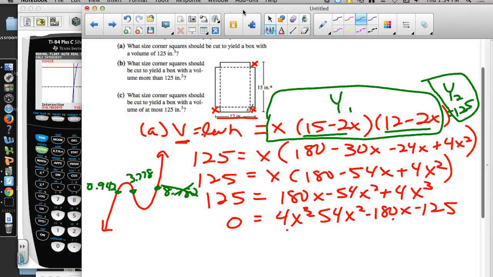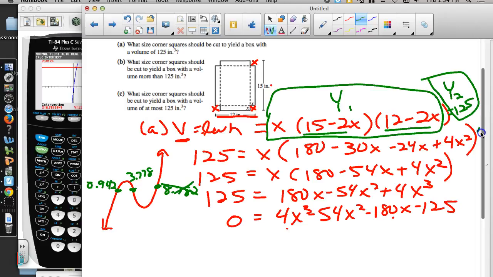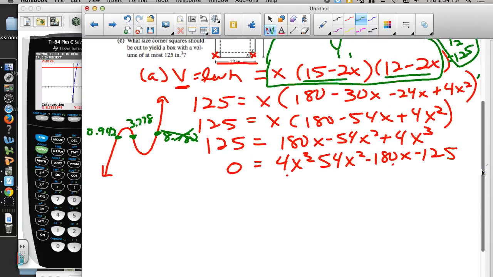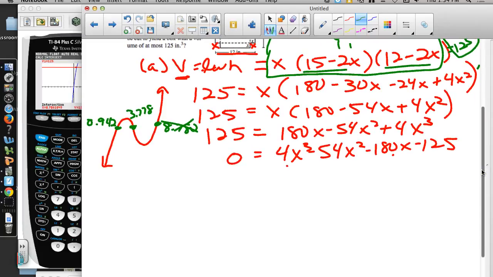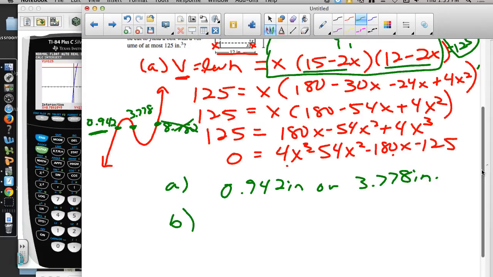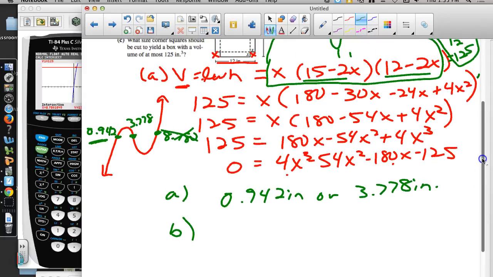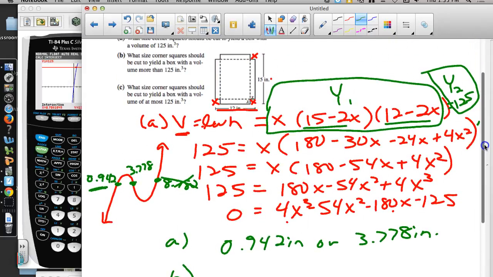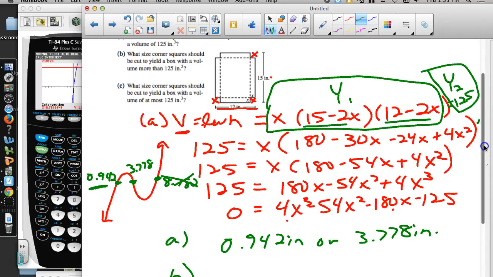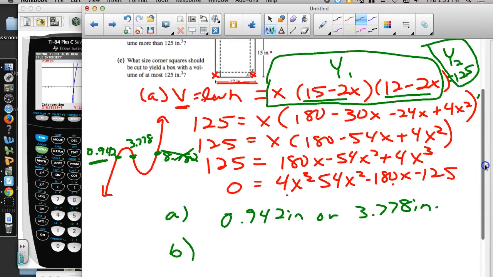Well, what size corner squares should be cut to yield a box volume of 125 cubic inches? Well, we would have 15 minus 2x and 12 minus 2x and x. That would give us these answers. That's what we put into the calculator. So 0.942 inches or 3.778 inches. So part A is just, what did you get when you put it in the calculator? What did you see? And then part B says, what size corner squares should be cut to yield a box with a volume more than 125 cubic inches?